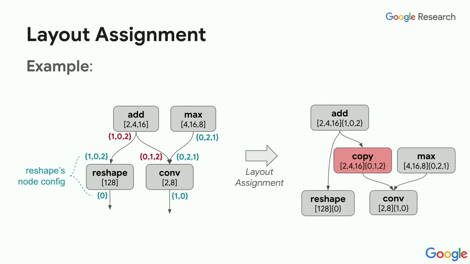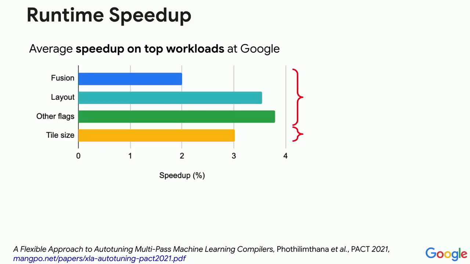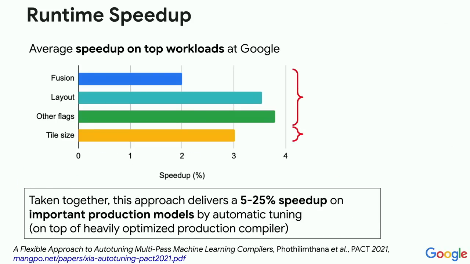Layout assignment is another example. How should you decide to lay out the dimensions of an abstract tensor into actual, linearizable memory locations is another great example. And you get quite good speed ups. Taken together, all these different kinds of things can give you 5 to 25% speed up on a bunch of production models within Google's machine learning workloads by automatic tuning of the fusion, layout, and other kinds of things, which is quite nice. 5 to 25% is like free TPUs for everyone.